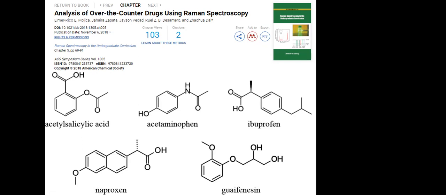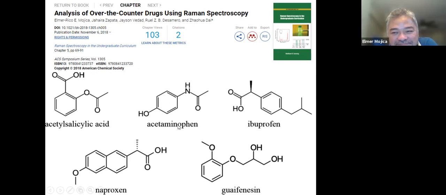paracetamol. Are you familiar with that? Okay. Acetaminophen is just paracetamol. And now about ibuprofen. And then we have naproxen. And what is guaifenesin the active ingredient of? Anyone?